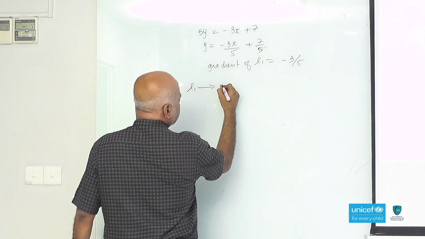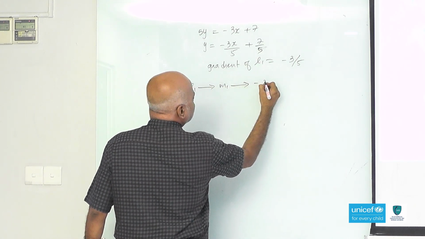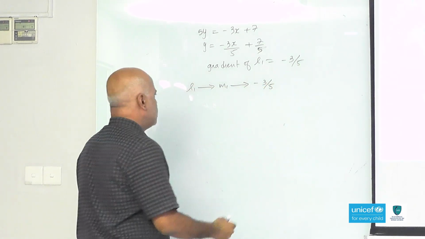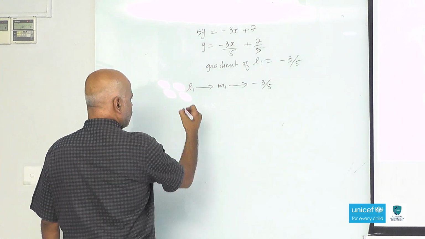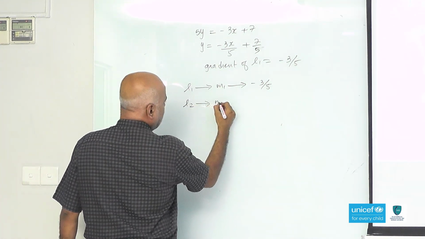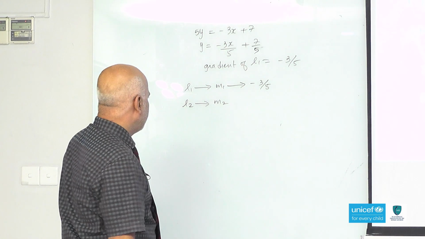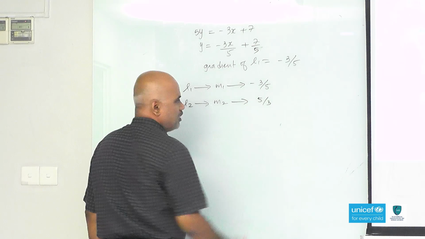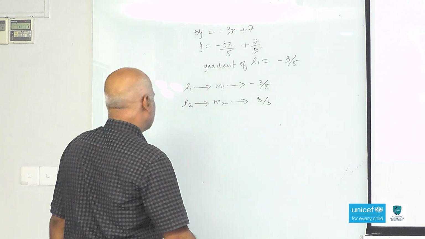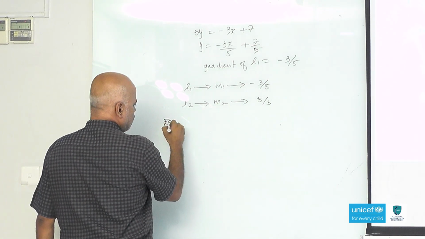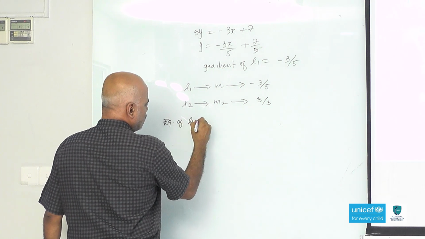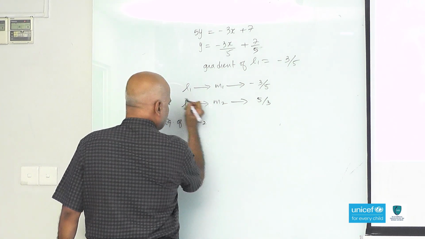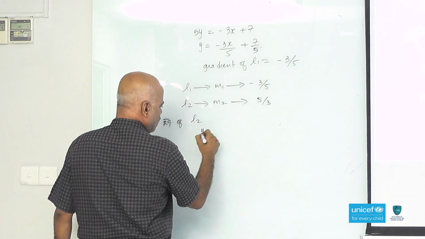For L1, I am considering m1 as the gradient, which we got as minus 3 by 5. For L2, line 2, the gradient is m2. We know already it is the negative reciprocal, so 5 by 3. Then directly you can go for the equation of line. Equation of line 2, equation of L2, formula.